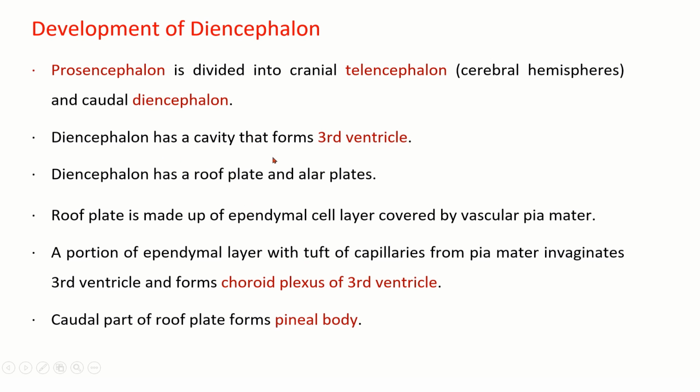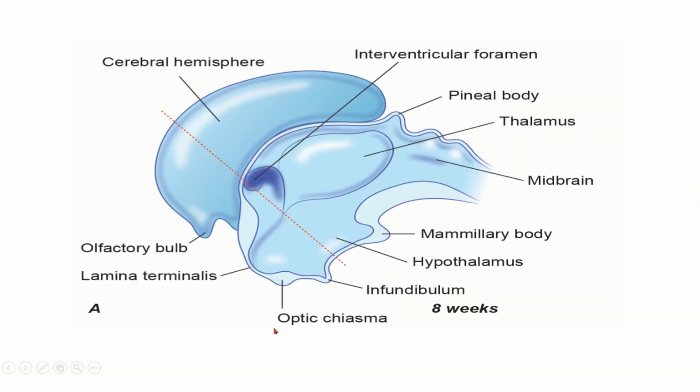So diencephalon has a cavity called third ventricle. So it has roof plate and alar plates. Roof plate is made up of ependymal cell layer, and it is covered with vascular pia. Portion of ependymal layer with tuft of capillaries from pia mater invaginates third ventricle, forming choroid plexus of third ventricle. The caudal part of roof plate forms pineal body.